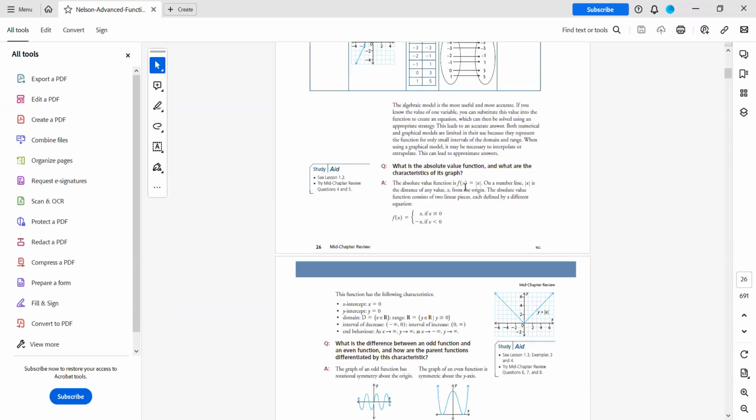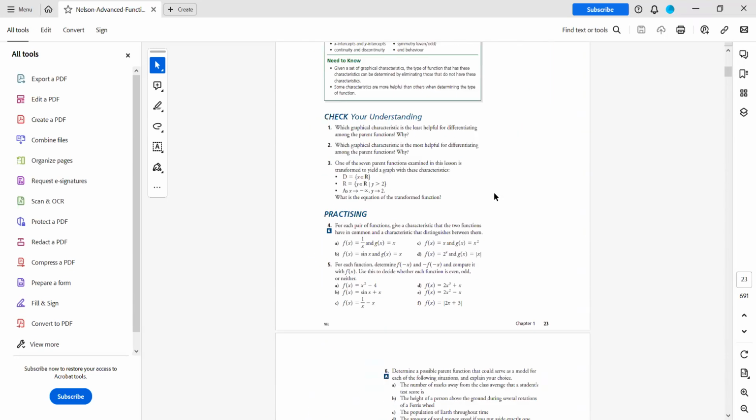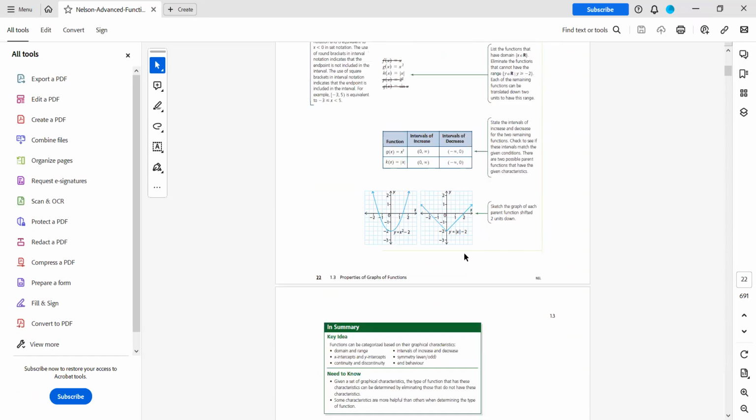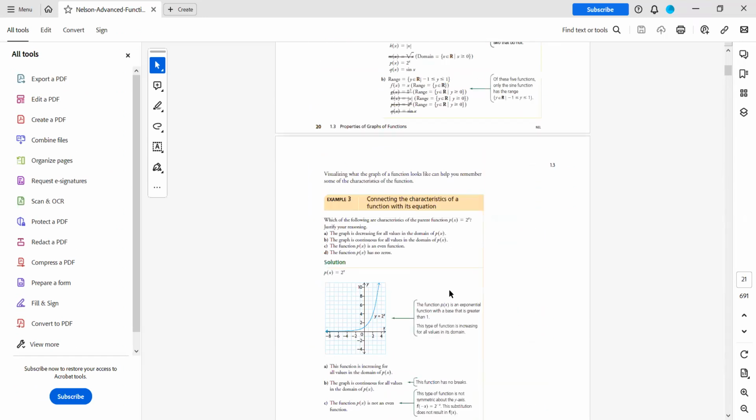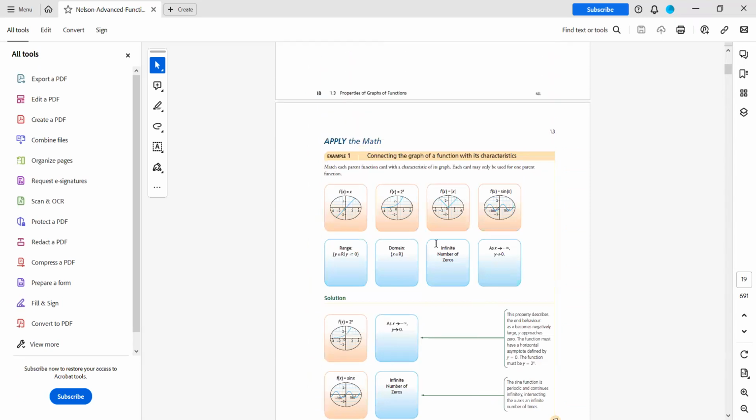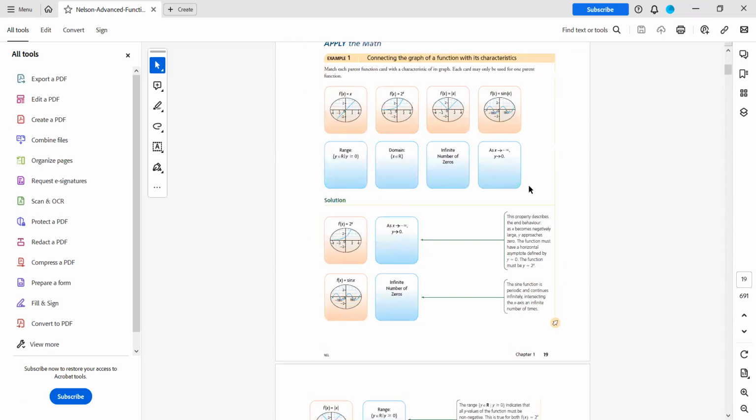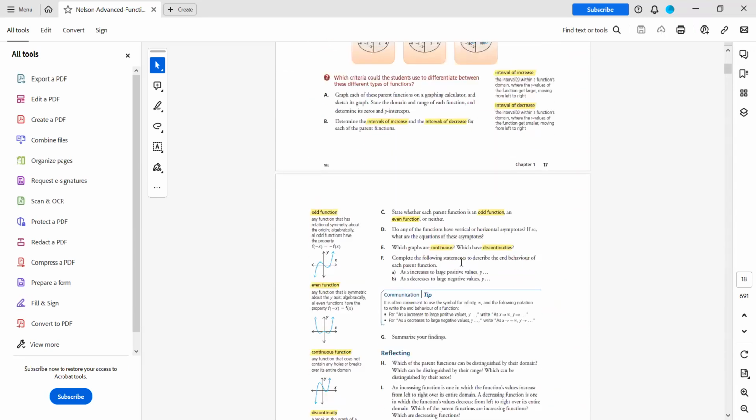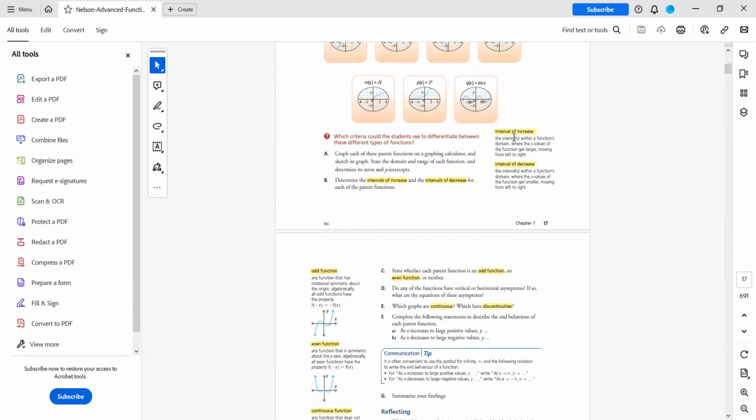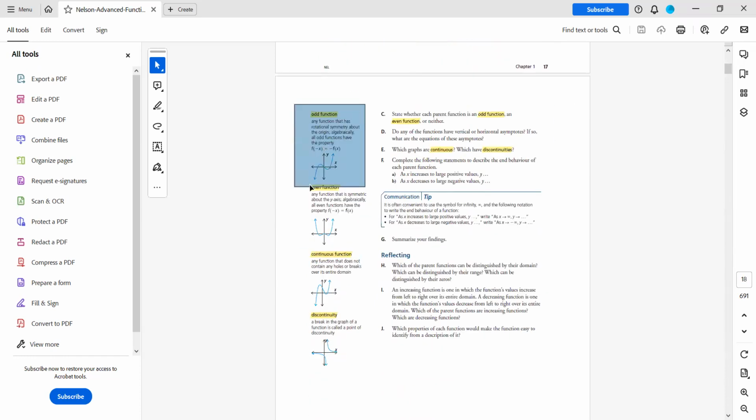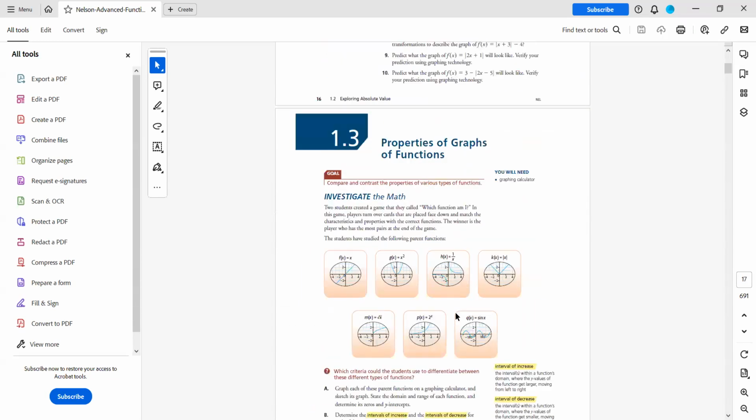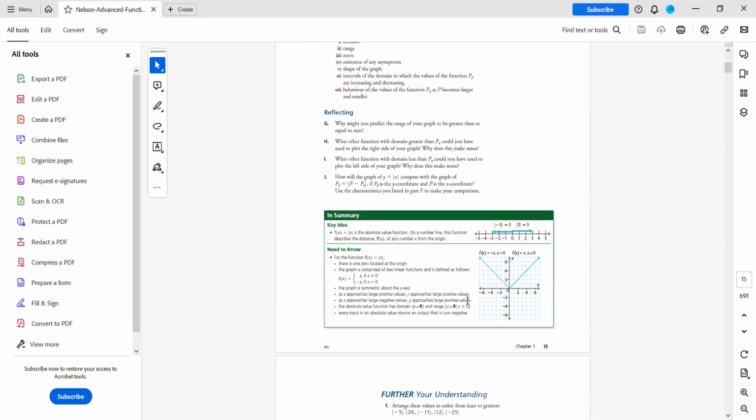So in this unit, we covered turning points, and in the unit before that, this one, we covered properties and characteristics of functions and how to identify them. You see here all the definitions of intervals of increase and decrease, odd functions, even functions, continuous functions, discontinuities in functions. This is what we covered in the last class.